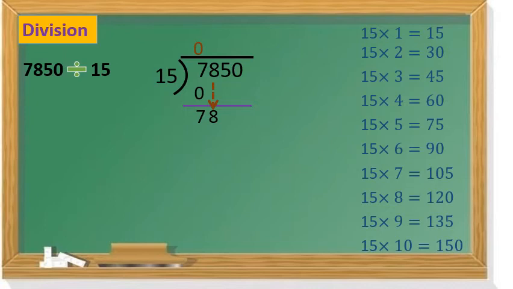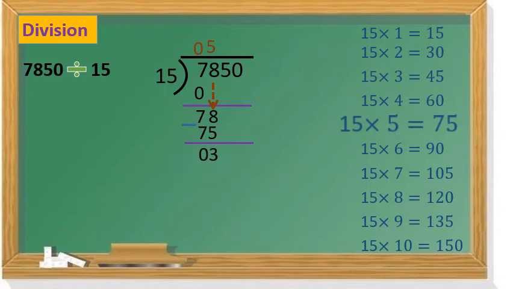See, 15 ones are 15, 15 twos are 30, 15 threes are 45, 15 fours are 60, 15 fives are 75, 15 sixes are 90. No, 90 is larger than 78. So we will take 15 fives are 75. I will write 5 up and 75 here. Minus. Then what is the answer? 78 minus 75 is 3.